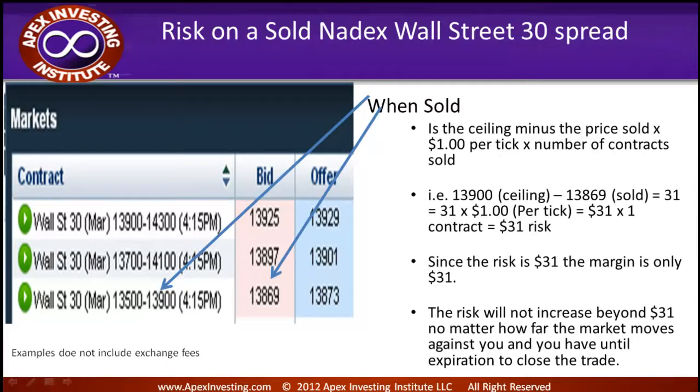Since the risk is $31, the margin is also only $31. And the risk will not increase beyond $31 no matter how far the market moves against you, and you'll have until expiration to be able to close the trade.